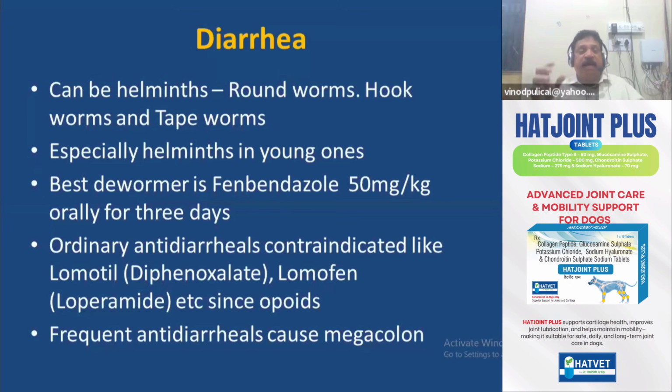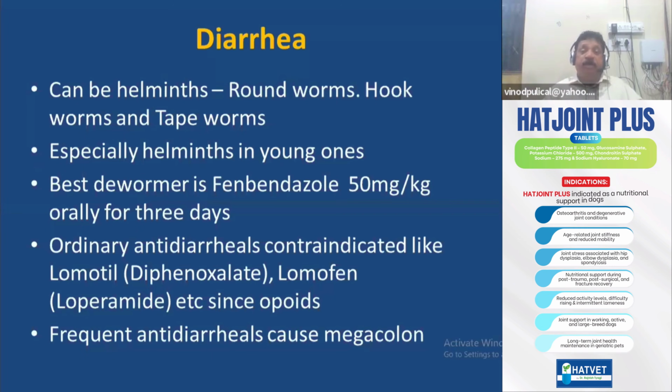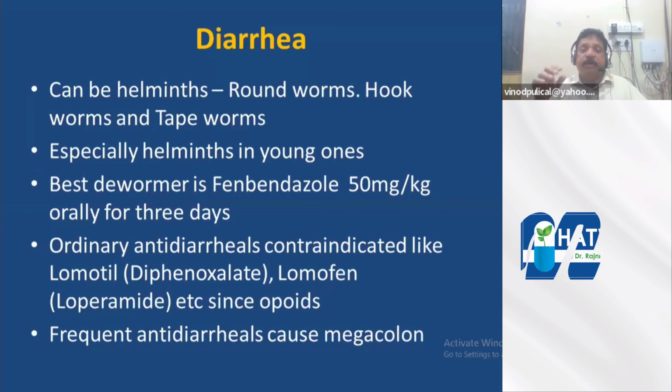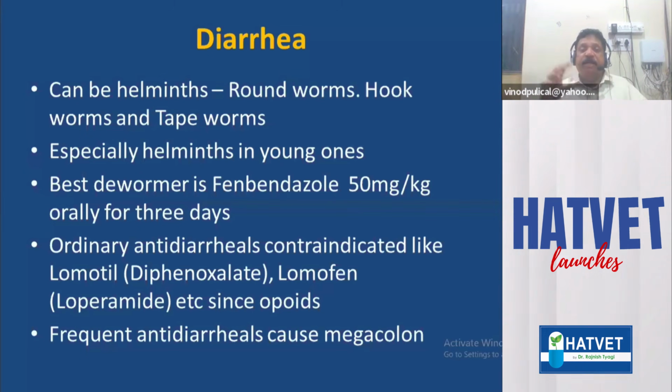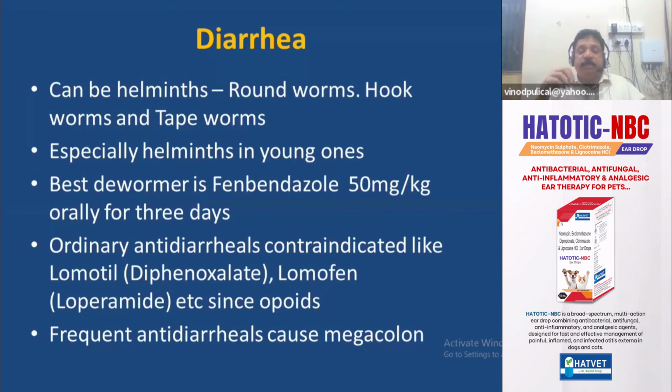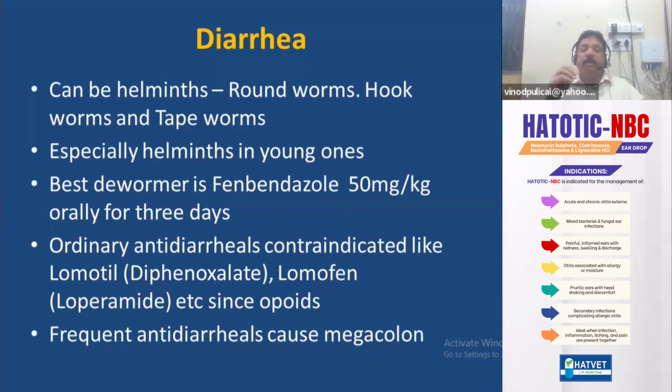Ordinary antidiarrheals can be used. But antidiarrheals like Lomotil are contraindicated. I have had 2-3 cases of this. A man went to the medical shop and said, my cat is having diarrhea. The fellow inside the medical shop gave some antidiarrheal to this man. He gave this and the cat died. I asked him what the medicine was. It was Lomotil. Lomotil contains diphenoxylate, and all these are opiates. Opiates are contraindicated.